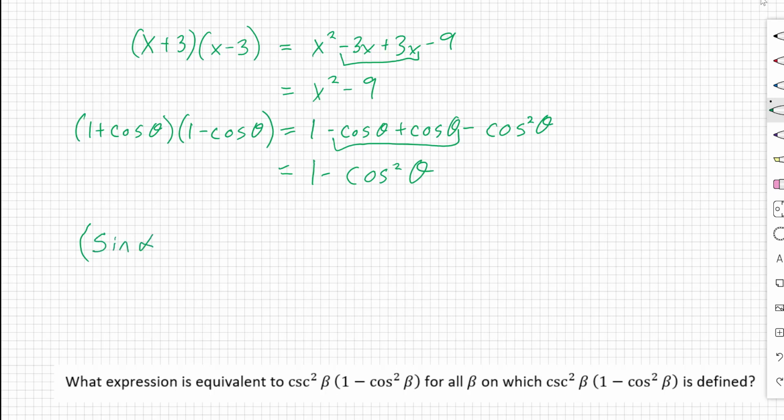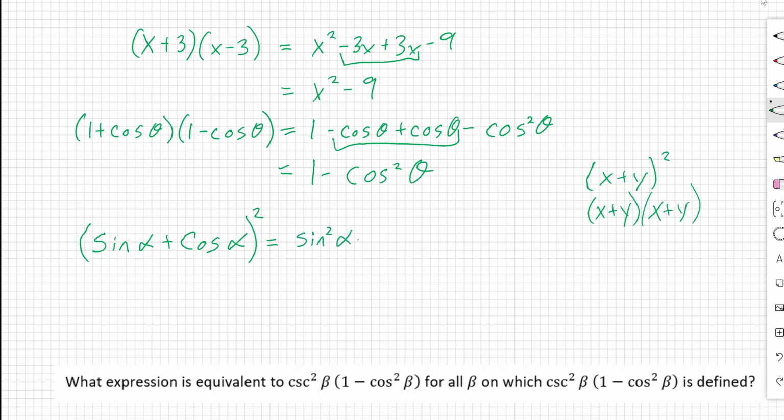sine alpha plus cosine alpha, the quantity squared, well, we would do that just like we would x plus y, the quantity squared. Now you can use the little shortcut trick, or you can just remind yourself that this is x plus y times x plus y. So it's not going to be x squared plus y squared, it's going to have a middle term.